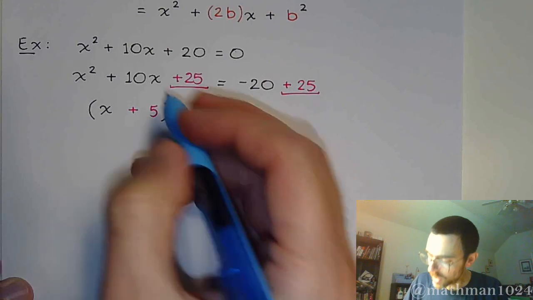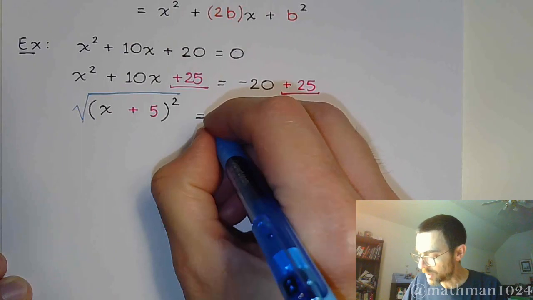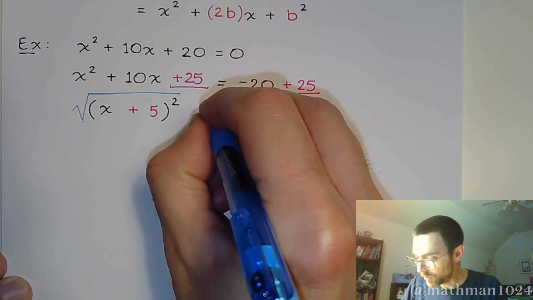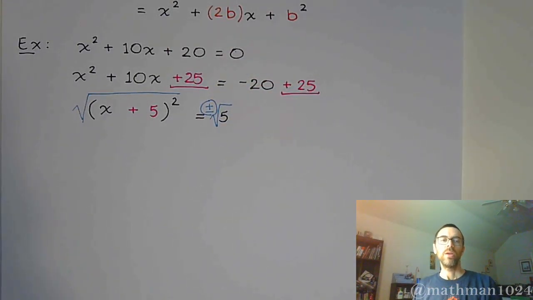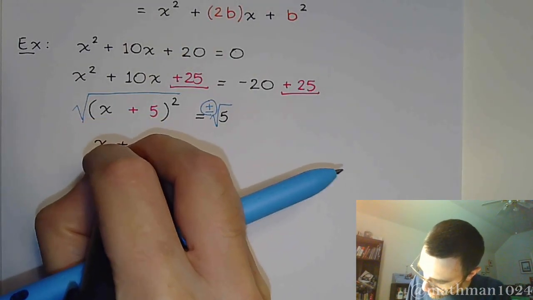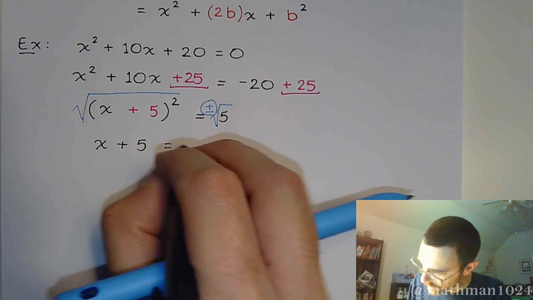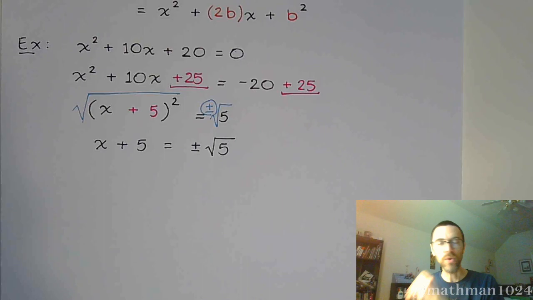The way that we undo the square is that we use the square root property. Now remember that when we use the square root property, you're going to have that plus or minus come into play. On the left side here, we just get x plus 5. On the right side, we get plus or minus the square root of 5 like that. And now you just finish solving the problem.